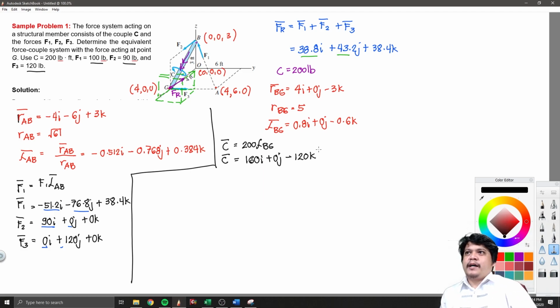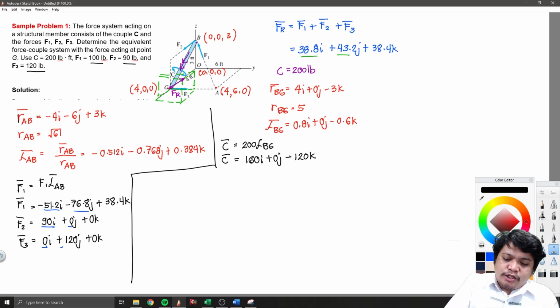Hindi pa. Bakit? Sabi ko, we will take the moment at that point. Okay? At point G, aside from the C na meron tayo, this force F1 and F2 has also the moment about the point G. Pero yung F3 wala na, no? Kasi tumatama na siya dun eh. So, meron akong moment ng F1 and then you will be having here the F2. They meet at the common point.